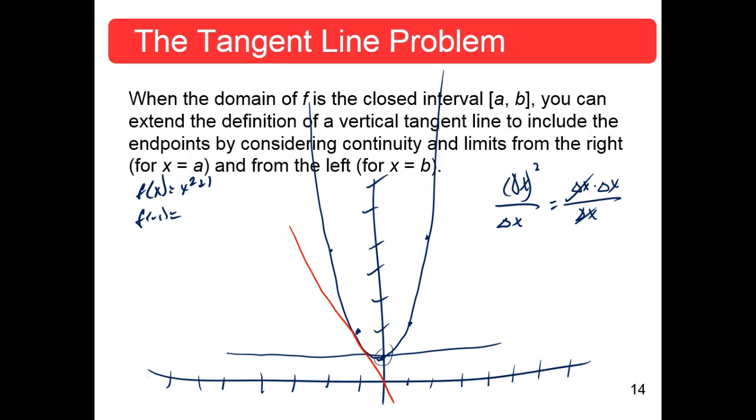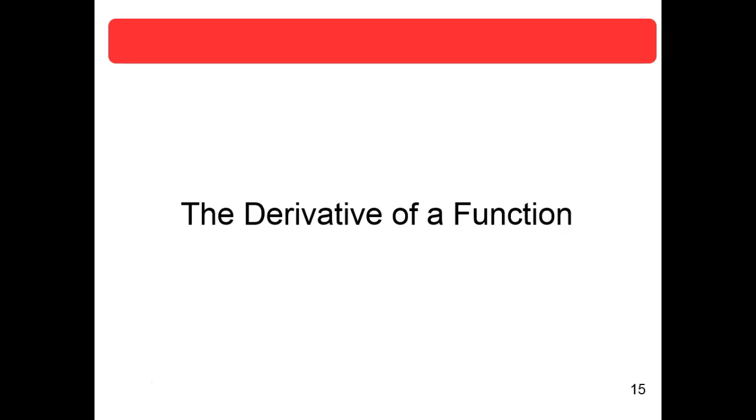Okay. Now, that stuff about vertical tangent lines follows example 2. I got sort of out of order there. So let's move on to derivative of a function. This is on page 103.